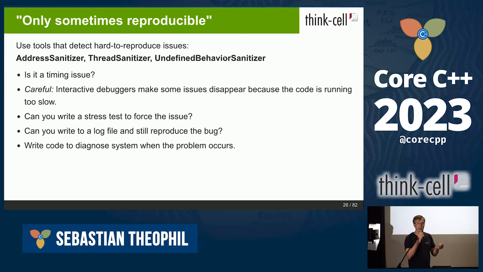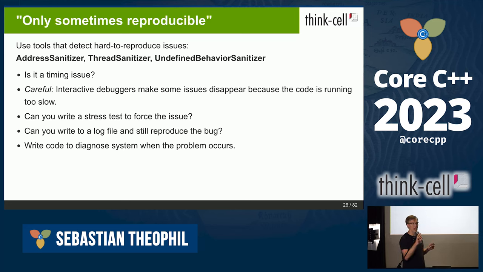I hear again and again that not everybody uses interactive debuggers. But they make some issues disappear because they change the timing, for example. They make your code execute slower, typically. In such situations, maybe you cannot reproduce the bug anymore once you attach a debugger. But maybe you can still write to a log file instead of using a debugger and still reproduce the bug that way. And in the worst case, if everything else fails, you can actually write code.